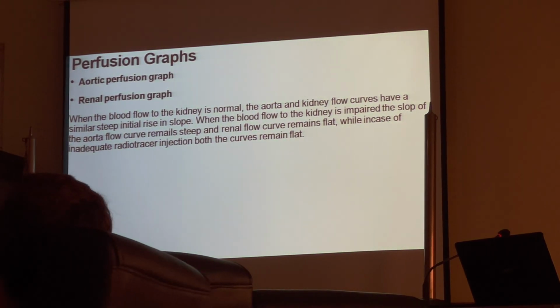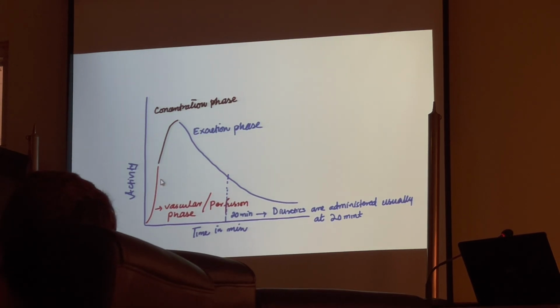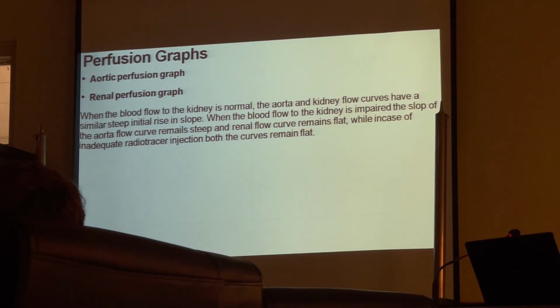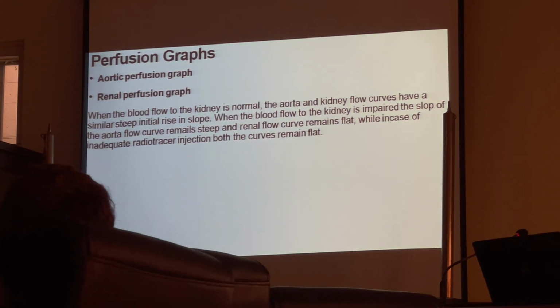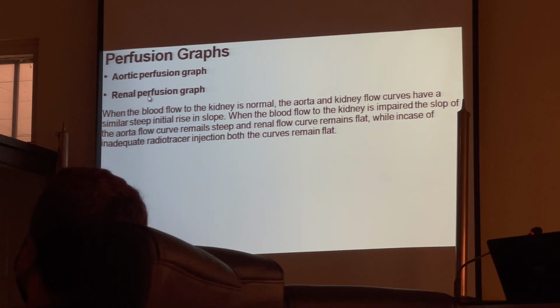Now perfusion graphs, which is indicated by this red area. There are two perfusion graphs. One is the aortic perfusion graph and the other is the renal perfusion graph.